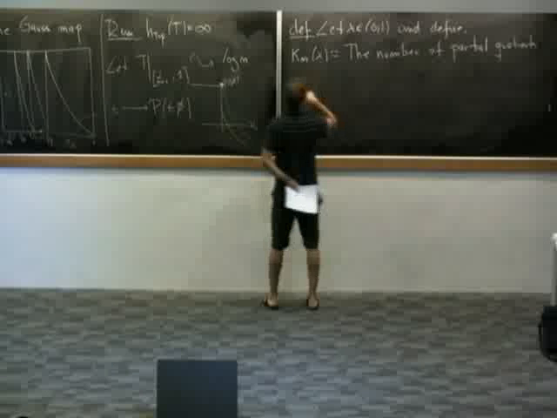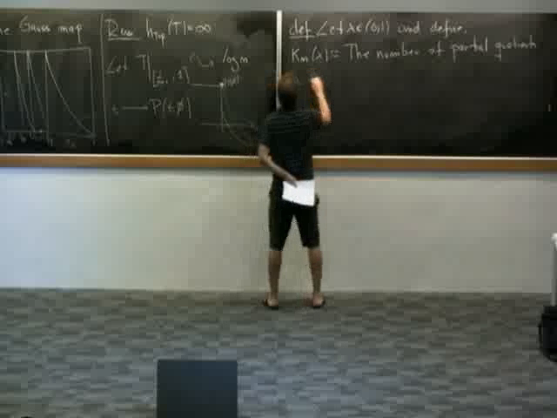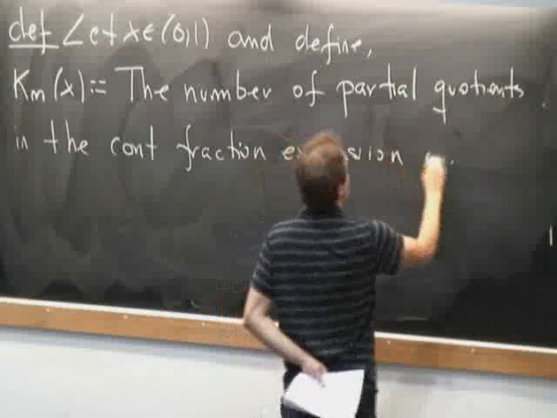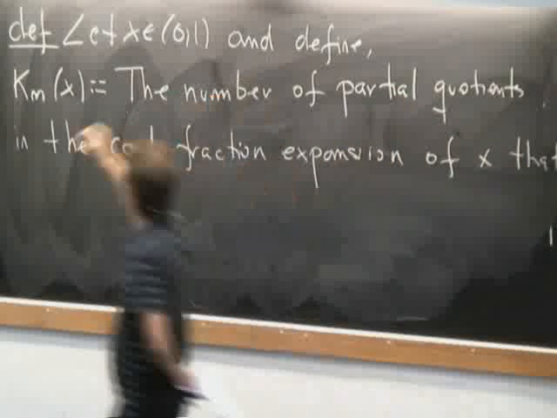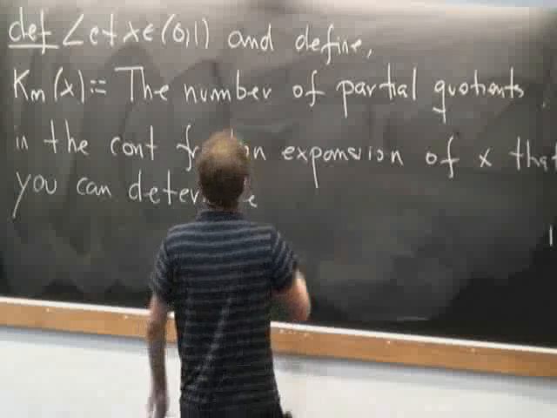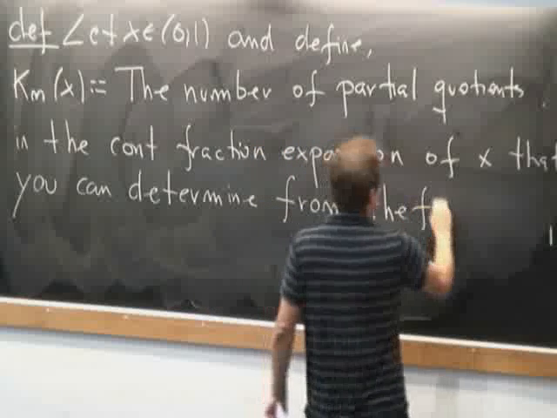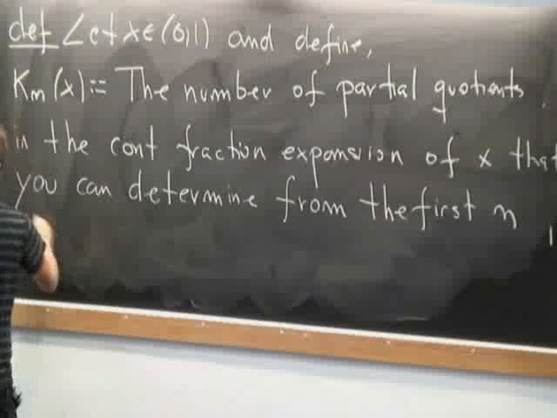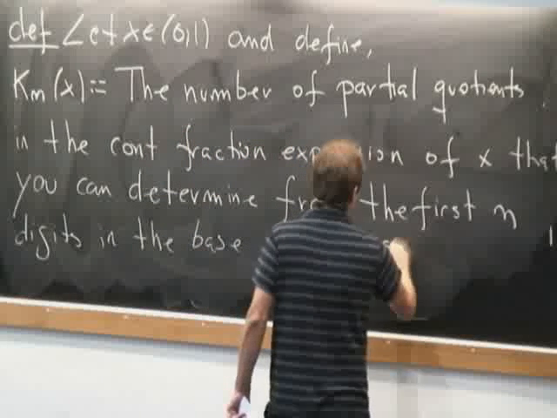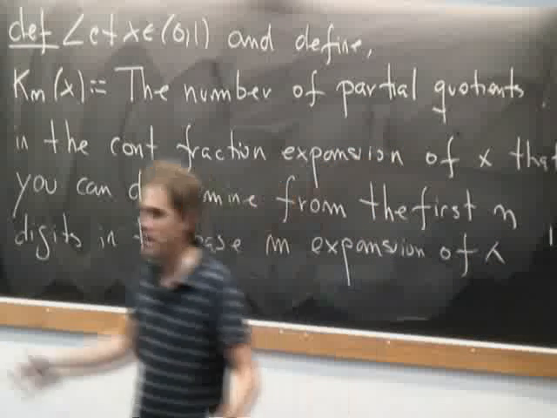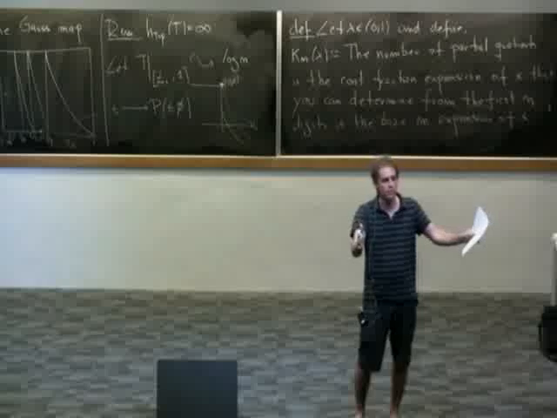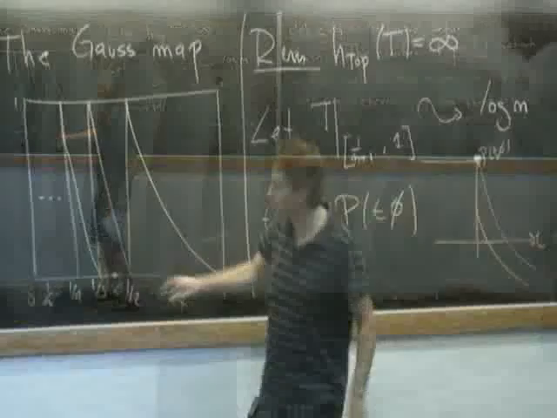And the number of partial quotients in the continued fraction expansion of x that you can determine from the first n digits in the base m expansion. So is it clear what I mean? You know the base m expansion. Take the first n digits of that expansion. So maybe you will be able to deduce which is the first digit in the continued fraction expansion.